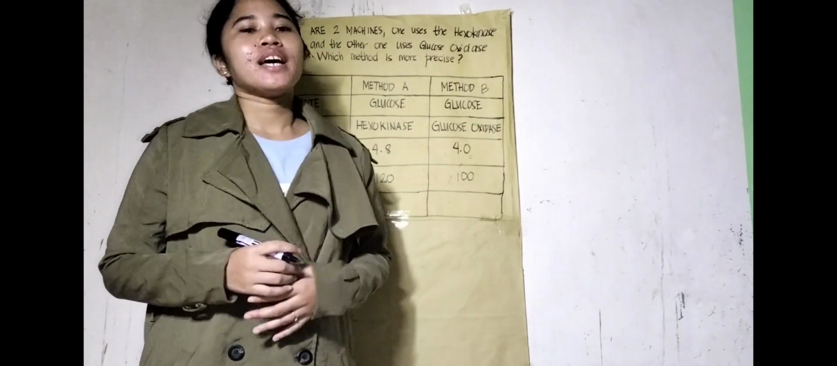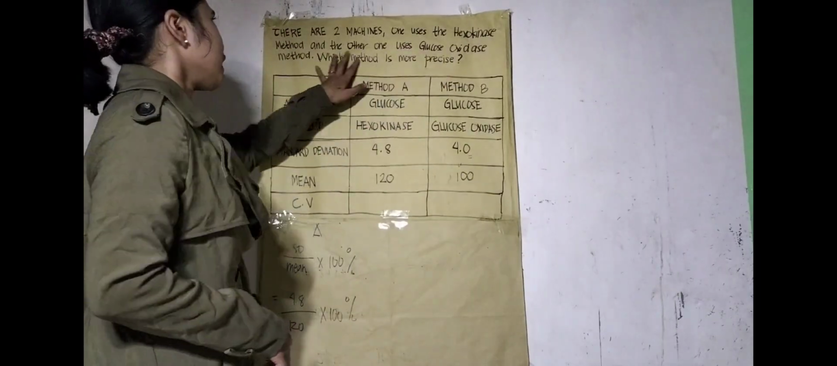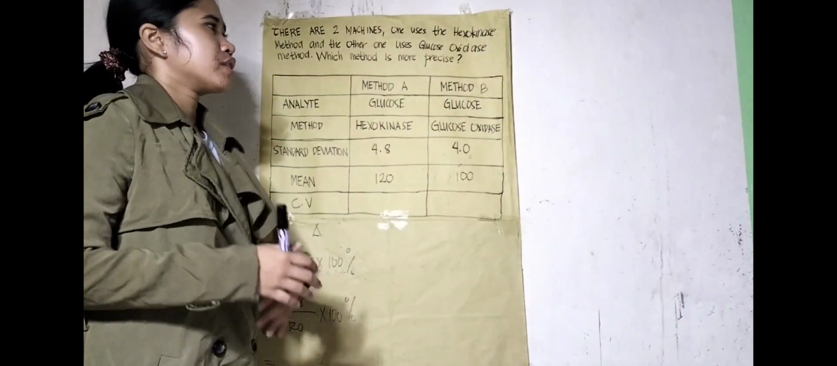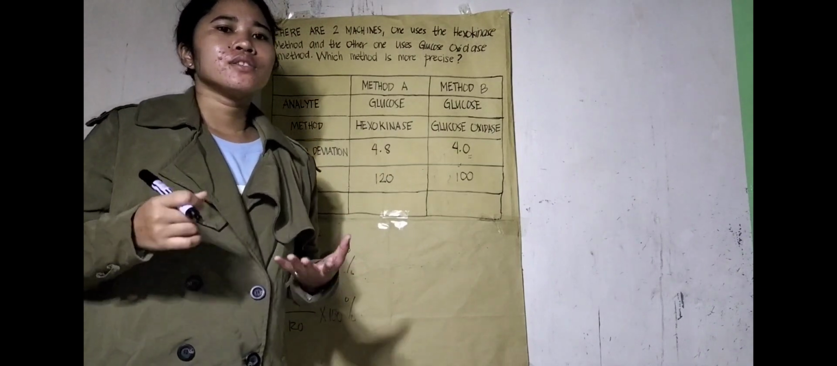So after we have found the variance, standard deviation, and the range of the sample data, now let's go on to the coefficient of variation. For the coefficient of variation, we have a different example from the one we had earlier. There are two machines. One uses the hexokinase method and the other one uses the glucose oxidase method. Which method is more precise? To determine the more precise method, we have to use the coefficient of variation. But let us first understand and analyze the table.